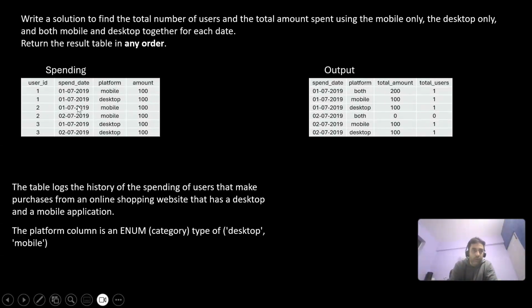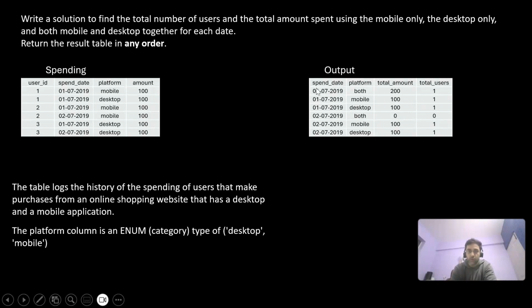Now what we need to do is write a solution to find the total number of users and the total amount spent using mobile only, desktop only, and both mobile and desktop together for each date. And we need to return the result table in any order. I hope the problem statement is pretty clear. For every category possible, we need to find, for every spend date, the total amount and the total users.